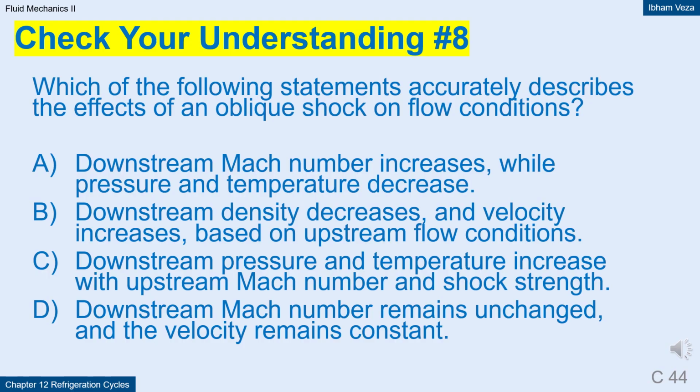This is the correct answer, as the pressure and temperature increase downstream due to the shock strength and the upstream Mach number. D. Downstream Mach number remains unchanged and the velocity remains constant. This is incorrect because the Mach number decreases after the shock and the velocity also decreases, not remaining constant.